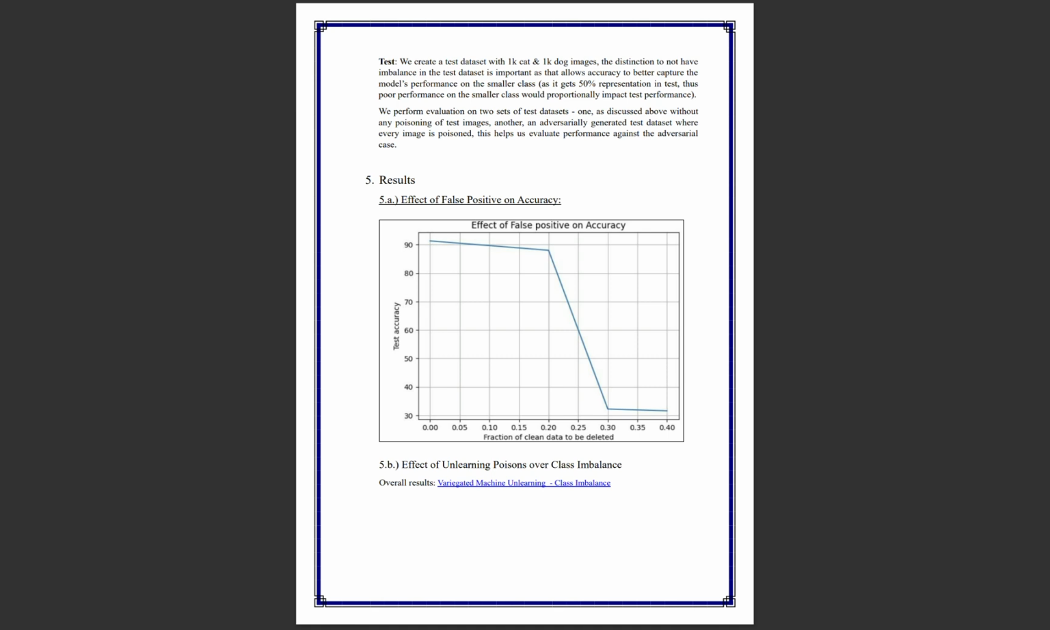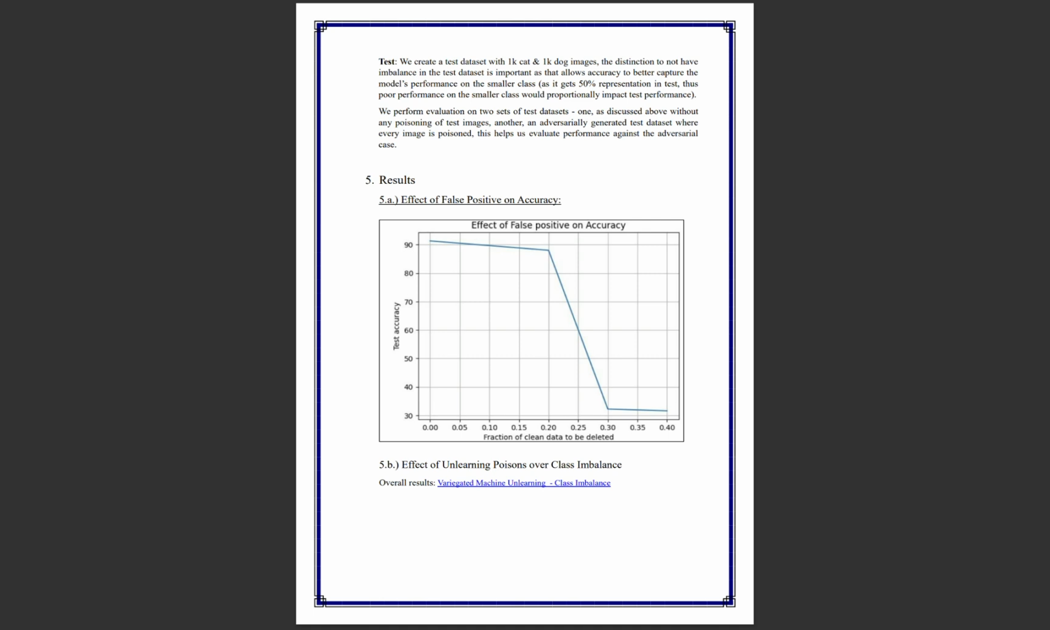We perform evaluation on two sets of test datasets. One, as discussed above, without any poisoning of test images. Another, an adversarially generated test dataset where every image is poisoned. This helps us evaluate performance against the adversarial case, where adversaries may add Trojan attacks or poisons that act as Trojans.